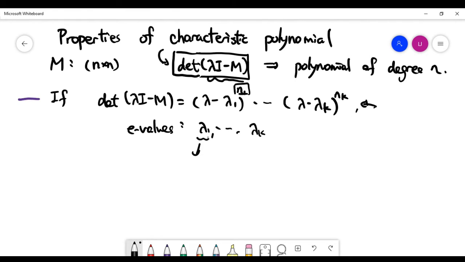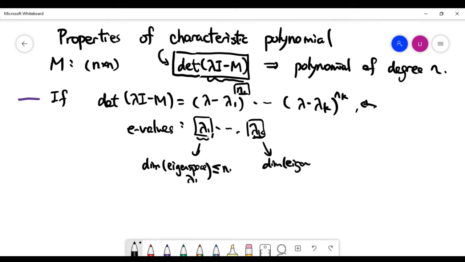And if we try to determine the eigenspace corresponding to each eigenvalue, the fact is that each eigenvalue should have an eigenspace of dimension at most the same as its multiplicity, which is n1 for the first eigenvalue. And similarly, the same theory applies to each eigenvalue, which means, for example, for the last one, the dimension of the eigenspace is going to be at most n subscript k, right?